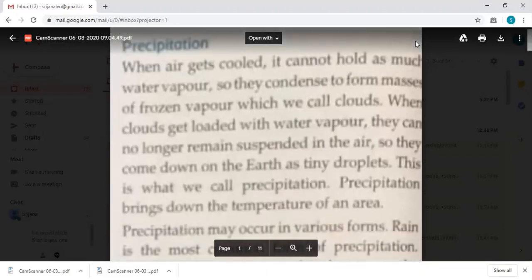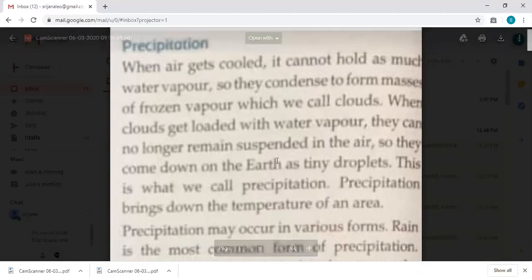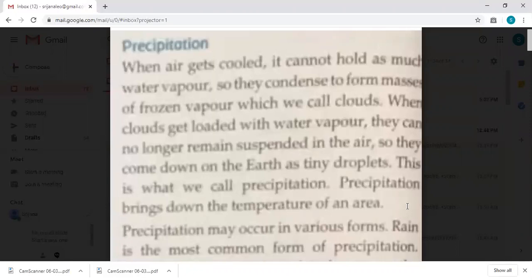So after the formation of the cloud, when the water vapor keeps adding up to that cloud, the cloud becomes heavy and can no longer hold any more water. So they can no longer remain suspended in the air. What happens after that? They come down on the earth's surface as tiny droplets. This is what we call precipitation. Precipitation is when there's a downpour on the earth as droplets.